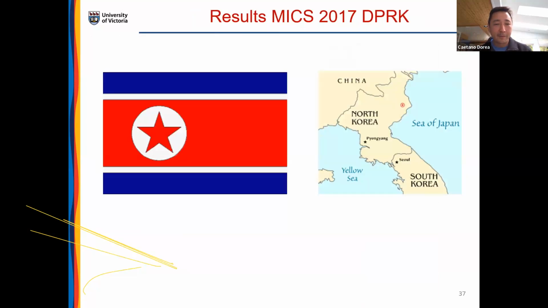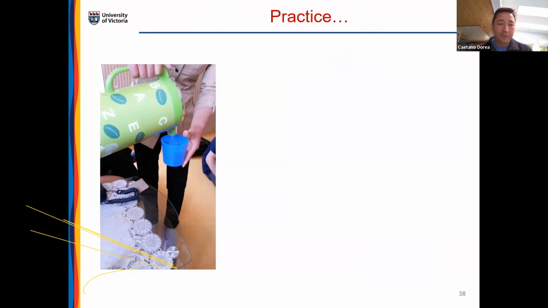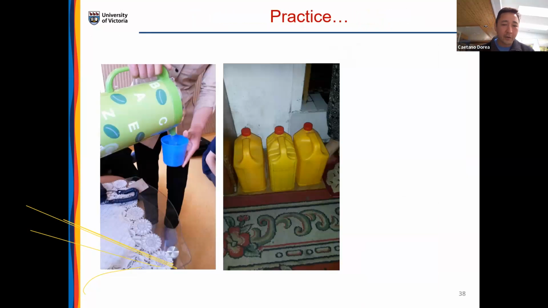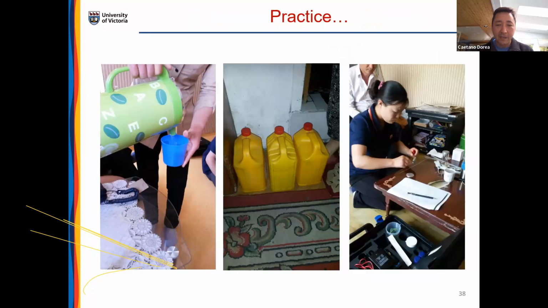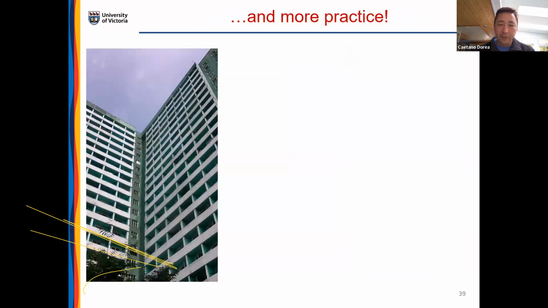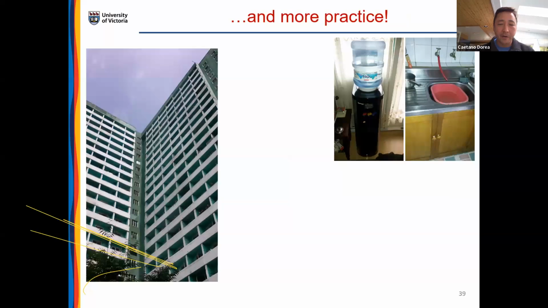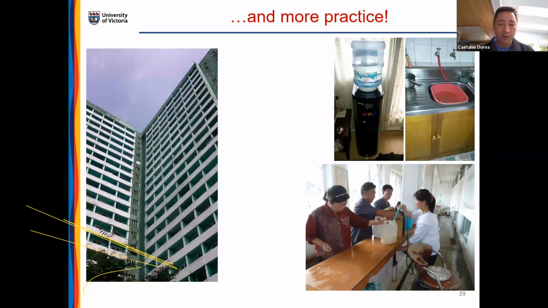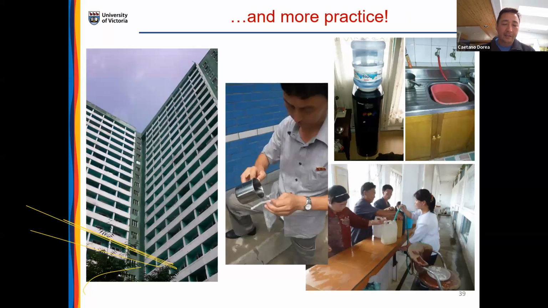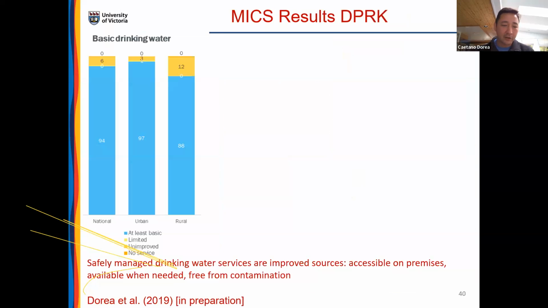So this is a survey done in 2017 in the Democratic People's Republic of Korea, otherwise known as North Korea. You know, a lot of practice going into collecting samples, processing them, different sorts of urban or peri-urban environments, different sources of water, so water coolers, tap water, water vendors, and again, all of this is practice-based. But what I really want to show is sort of an example of the data this can generate.